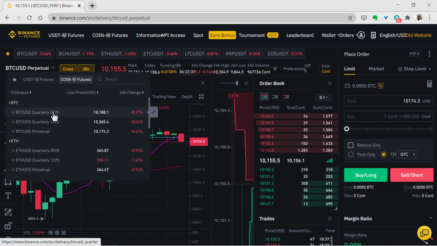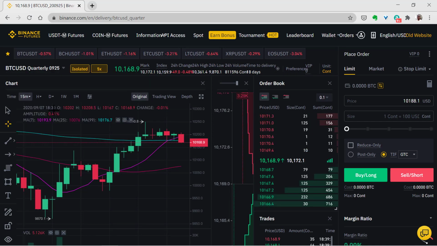Let's go back to the quarterly contract. So now let's head over to the order panel right here on the right. And here we can do a couple of things. This is where we make our orders for whatever quantity of contracts we want to buy or sell.